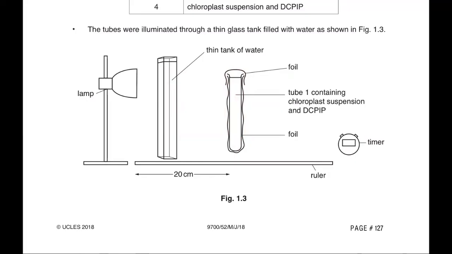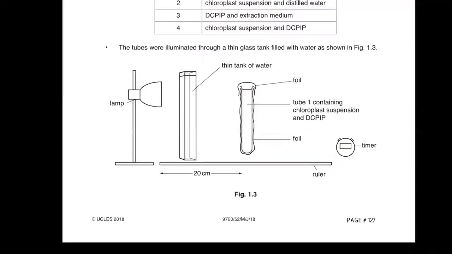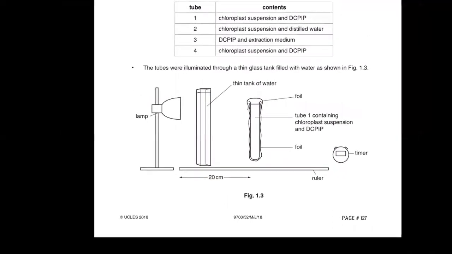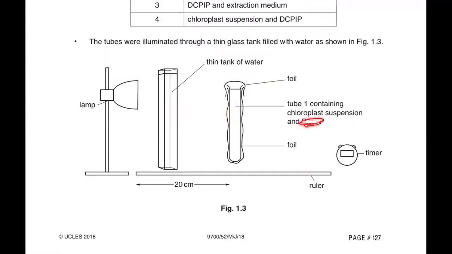So this is tube 1 containing chloroplast suspension and DCPIP. This is the ruler which was used to measure an exact 20 centimeter distance. The moment this foil is removed, a timer is started, and the time is taken for the chloroplast suspension and DCPIP to change color, or for the DCPIP to lose its color. Because as the light reaches here, the DCPIP will start to lose color.